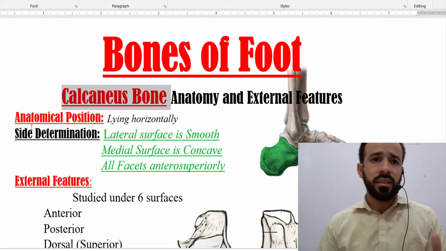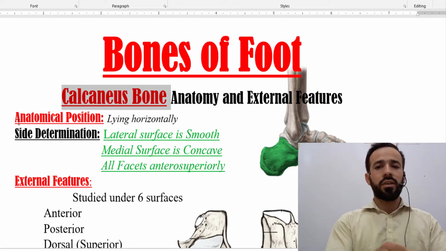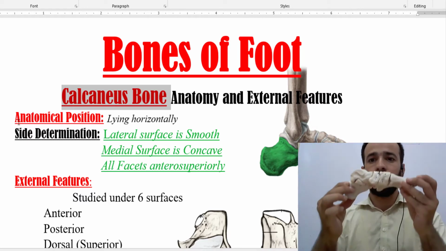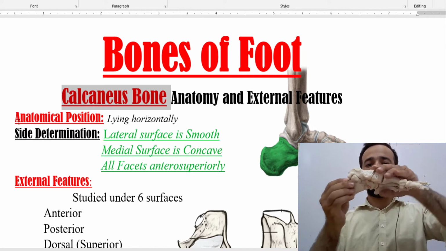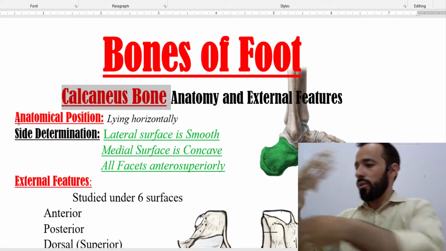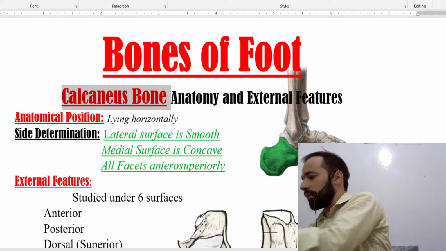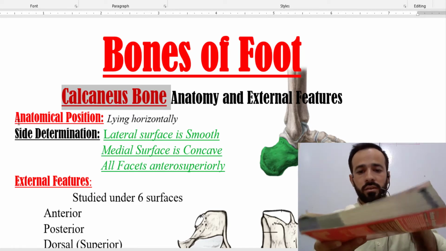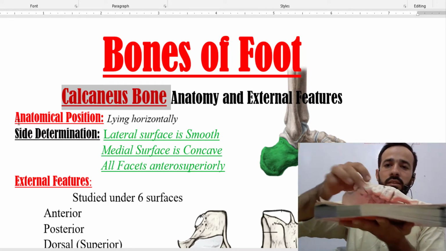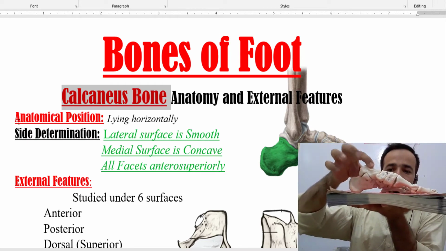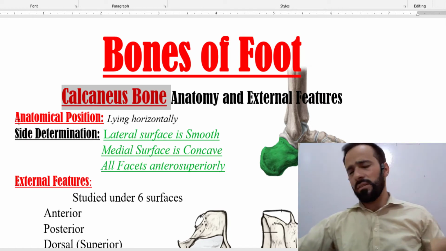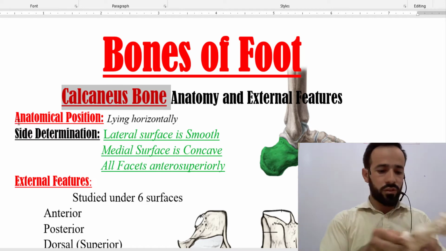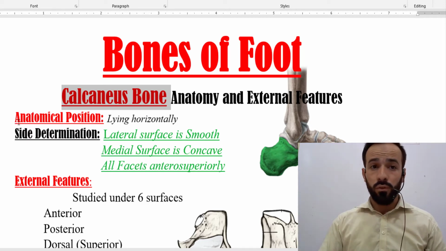My dear friends, the calcaneus bone is the bone which lies horizontally. If I hold the foot in my hand, you can see that this bone is lying horizontally. If I put it on this book here, look carefully, this is a book in my hand, and this is your foot right here. The calcaneus bone lies a little bit horizontally in the foot. It is the posterior-most bone of your foot.